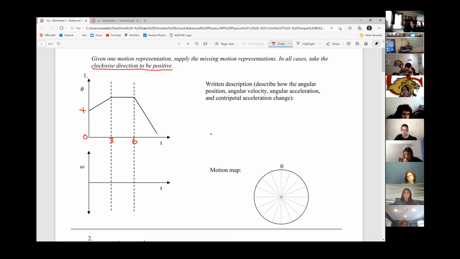So let's go ahead and talk about, we've kind of described it in words already. If we were going to put this in words, we would say it starts at a positive position. Rotates, hopefully you can read my writing, rotates clockwise. I'm just going to put CW for clockwise at constant velocity.